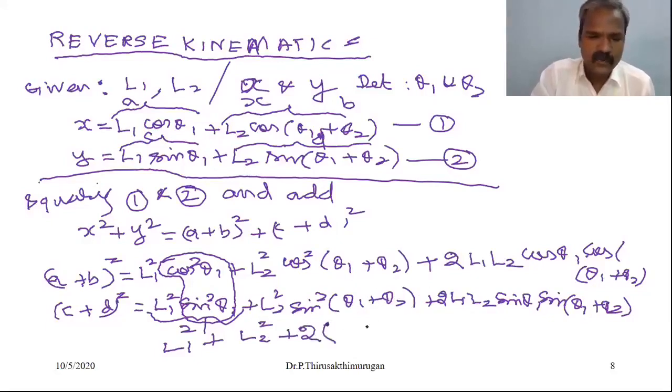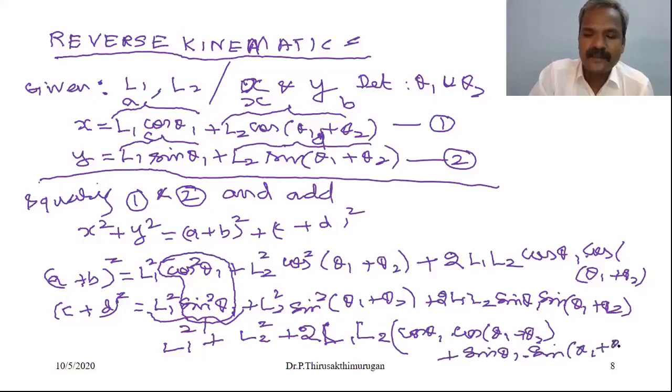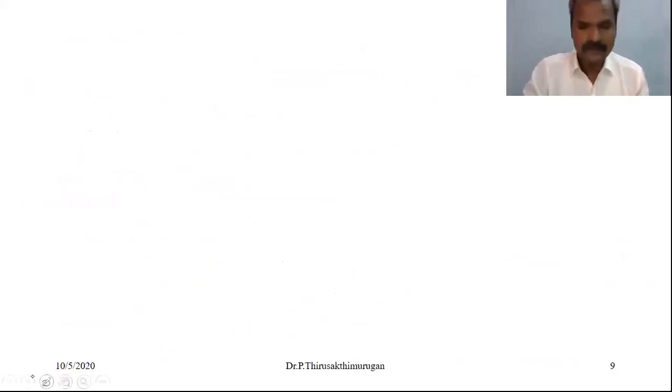you take 2 L1 L2 as common. What is put in the bracket? What is remaining here? Cos theta 1 into cos of theta 1 plus theta 2 plus sin theta 1 into sin of theta 1 plus theta 2.